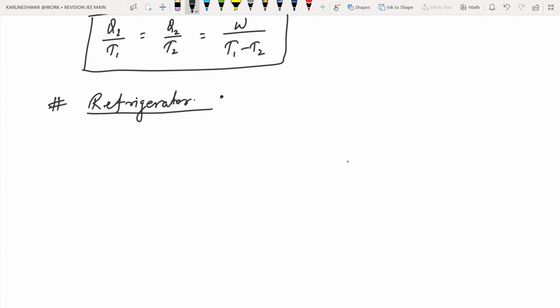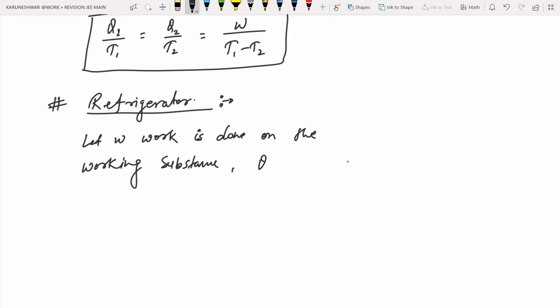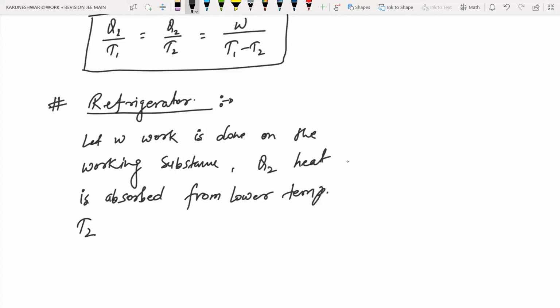So in a refrigerator, what is happening? You must know the concept. Let W work be done on the working substance, and let's suppose Q2 heat is absorbed from the lower temperature T2, and Q1 heat is rejected to the higher temperature T1.